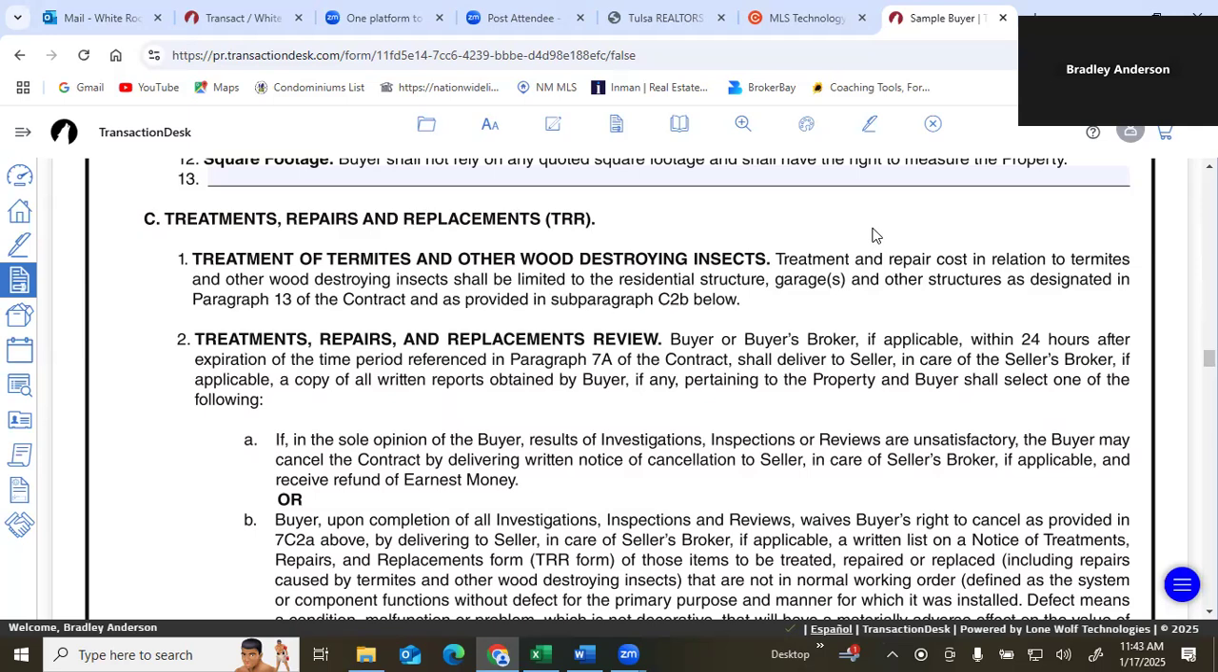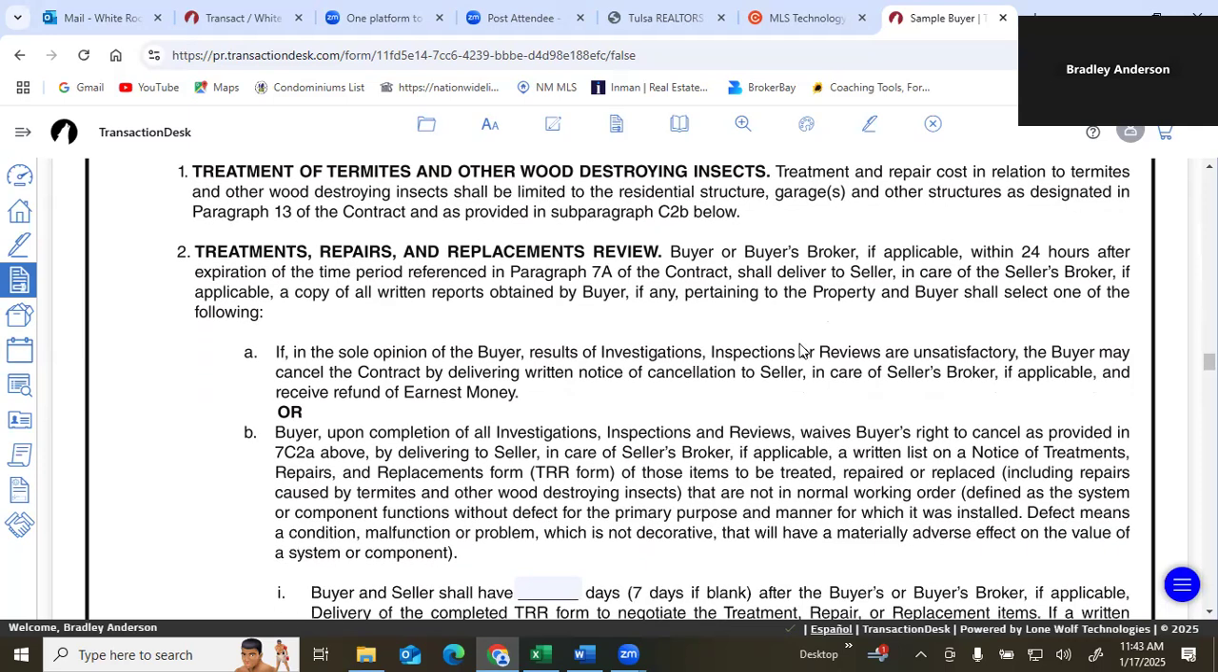And then the other important paragraph is paragraph C, TRRs, treatments, repairs, and replacements. So this is, I sent an inspector in and I want to ask for repairs. C1 speaks to wood destroying insects. So this could be carpenter ants, could be termites, whatever. All right. Treatment and repair cost in relation to termites and other wood destroying insects shall be limited to the residential structure, garage, and other structures as designated in paragraph 13 of the contract and as provided in subparagraph C2B below.